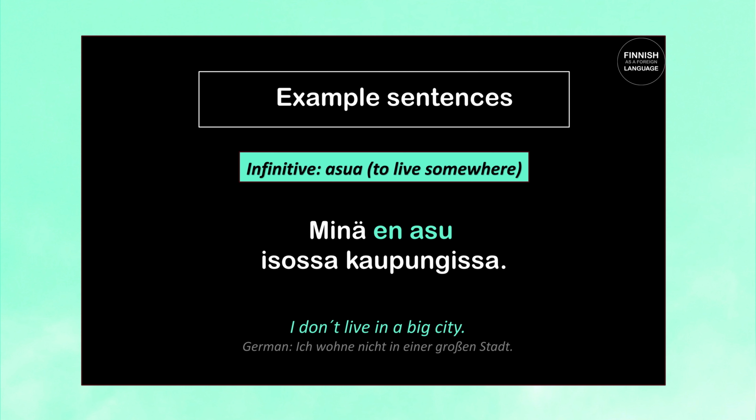Next one. Minä en asu isossa kaupungissa means I don't live in a big city. So minä en asu means I don't live. Its basic form is asua, which means to live. And then we have isossa kaupungissa, which means in a big city. Kaupungissa is the inessive case of kaupunki, which means city. And isossa is the inessive case of iso, which means big. And it's standing here in the inessive case because it's referring to kaupunki, which means city. So let's repeat. Minä en asu isossa kaupungissa. I don't live in a big city.